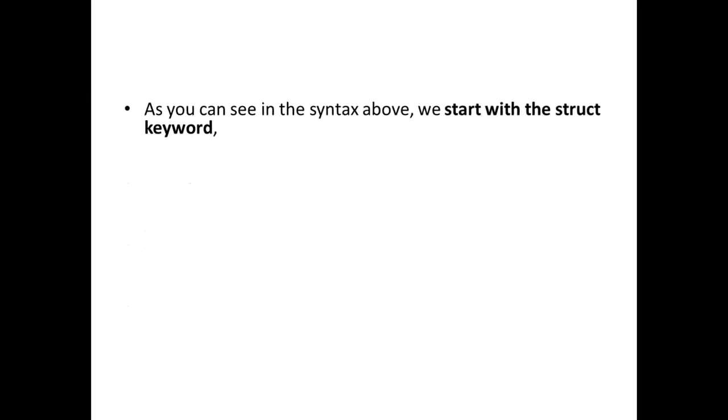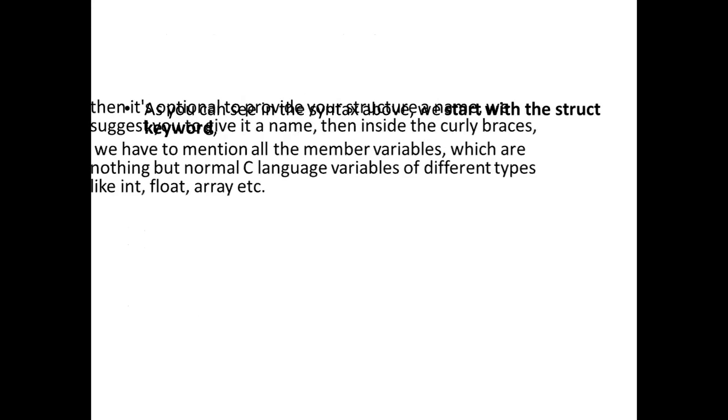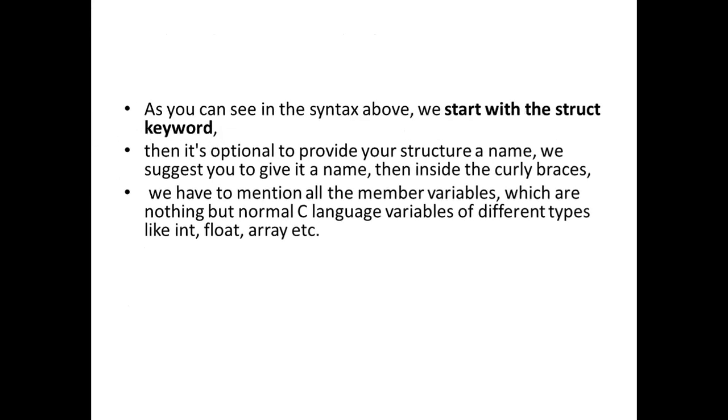So we can see in the syntax above, we start with the struct keyword. Then it is optional to provide your structure a name. We suggest giving it a name. Then inside the curly braces, we have to mention all the member variables, which are nothing but the normal C language variables of different types like int, float, array, etc.